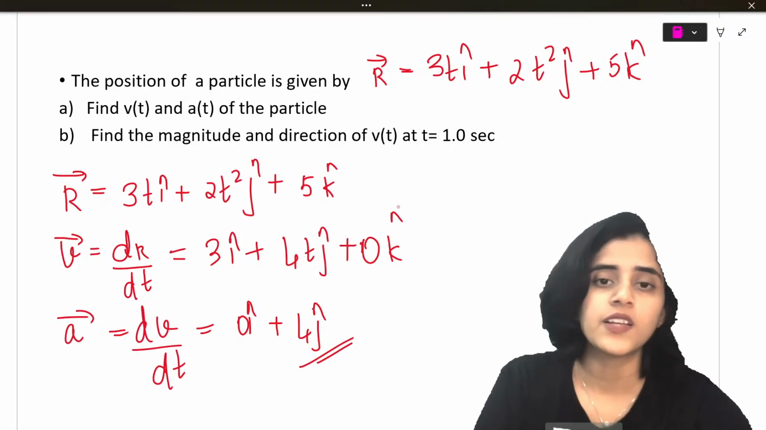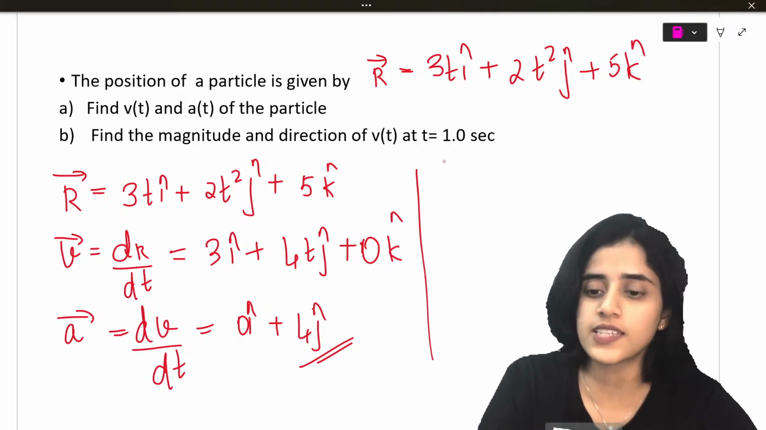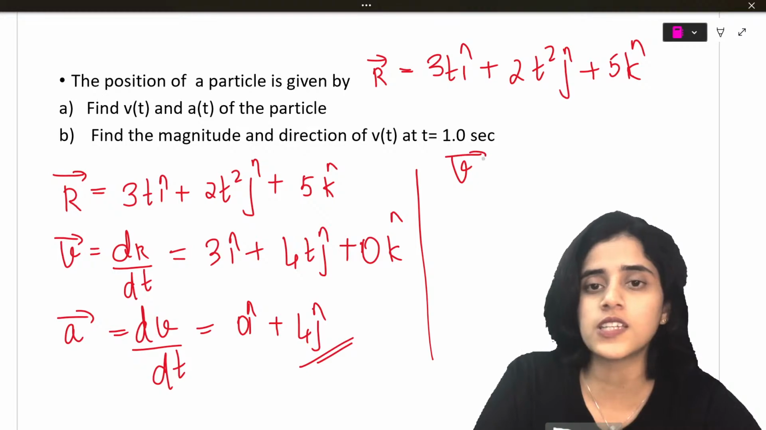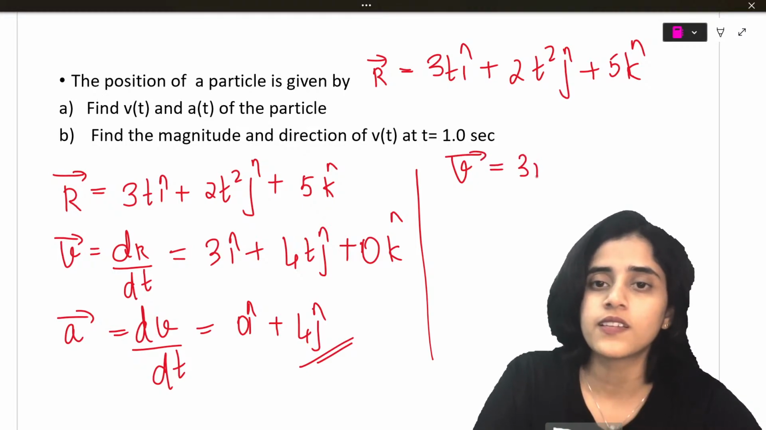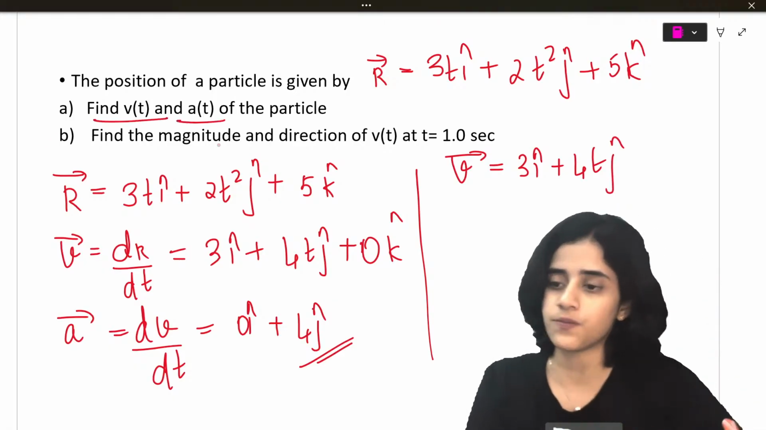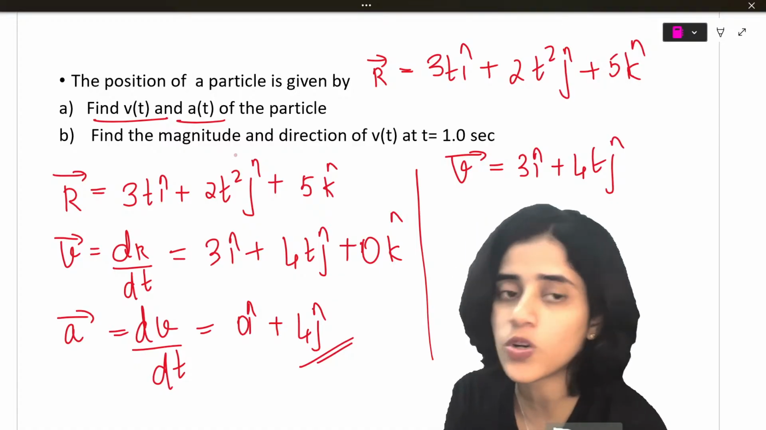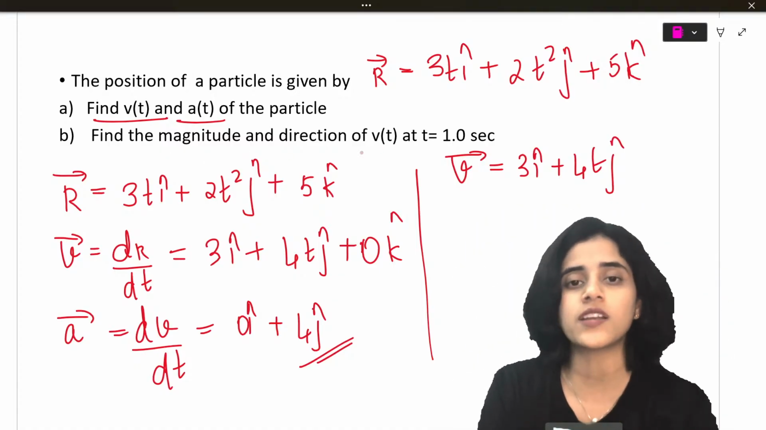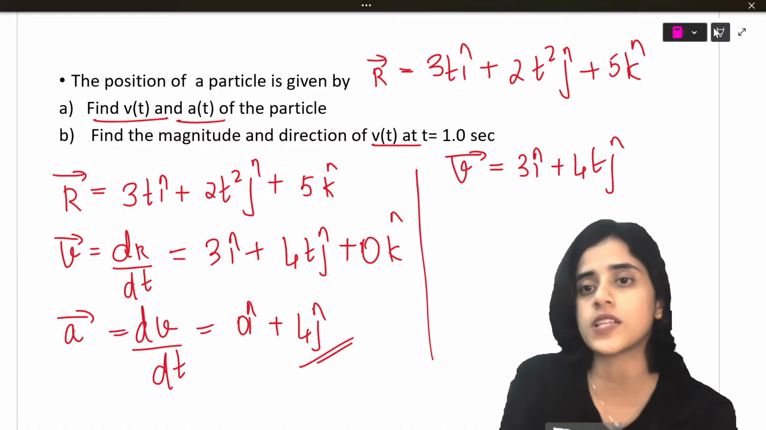Okay. So now I have my quantities. I have velocity equal to 3i cap plus 4t j cap. So I found out V(t), I found out A(t). Now one more part of the question, what does it say? Find out the magnitude and direction of V(t) at t equal to 1 second.